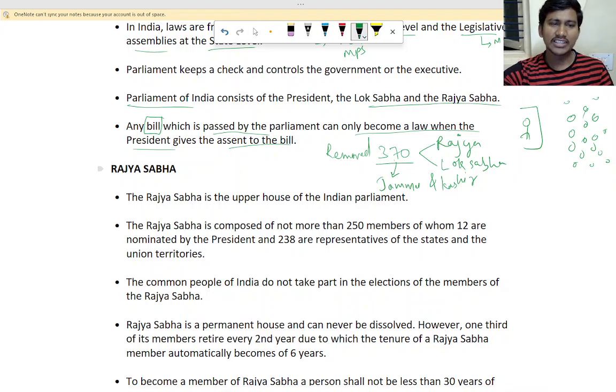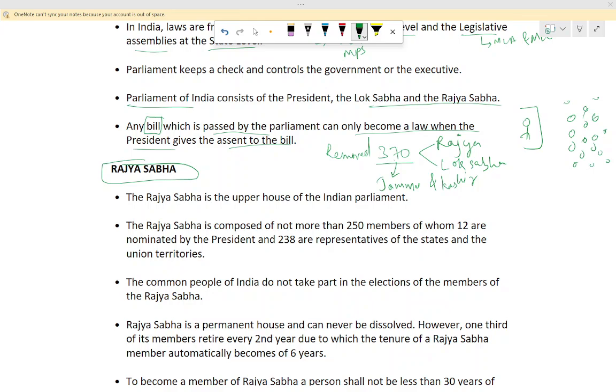Okay. So now let us see about Rajya Sabha. Who will be there in the Rajya Sabha? So Rajya Sabha is the upper house of the Indian Parliament. The Rajya Sabha is composed of not more than 250 members. So there should be no more than 250 members in the Rajya Sabha. That is fixed. You cannot have more than 250 as of now. Of whom 12 are nominated by the President and 238 are representatives of the states.